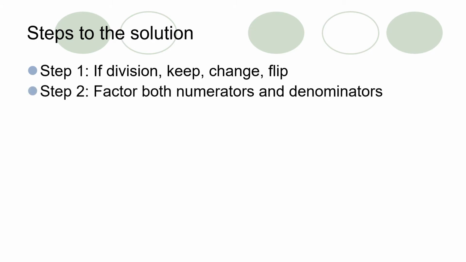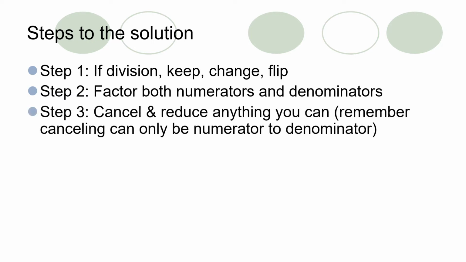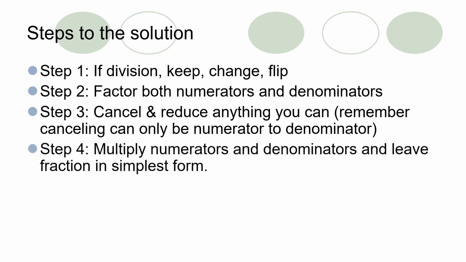Step 2 is to factor both the numerators and the denominators from both fractions. Step 3 is to cancel and reduce anything you possibly can. Remember that canceling can only be done from numerator to denominator. Step 4 is to multiply across the top and multiply across the bottom and leave your fraction in simplest form.